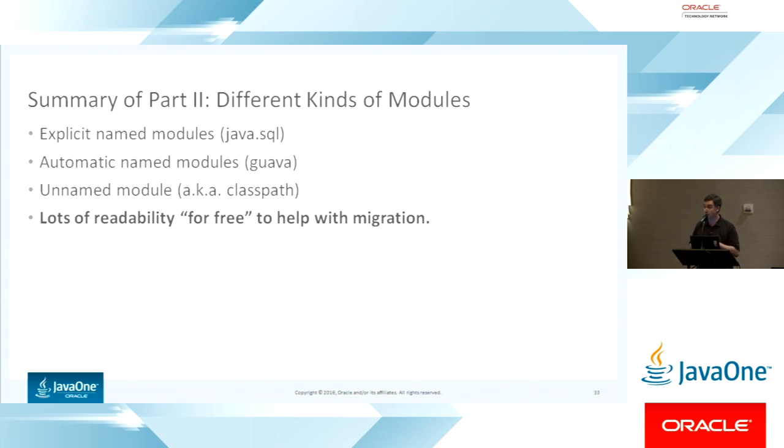So there are three kinds of modules: explicit named modules, like java.sql, automatic named modules, like Guava, and the unnamed module, aka the class path. And the key point is there is lots of readability for free to help with migration. And since the readability underpins the accessibility, you then get a lot of accessibility as you had on JDK 8.